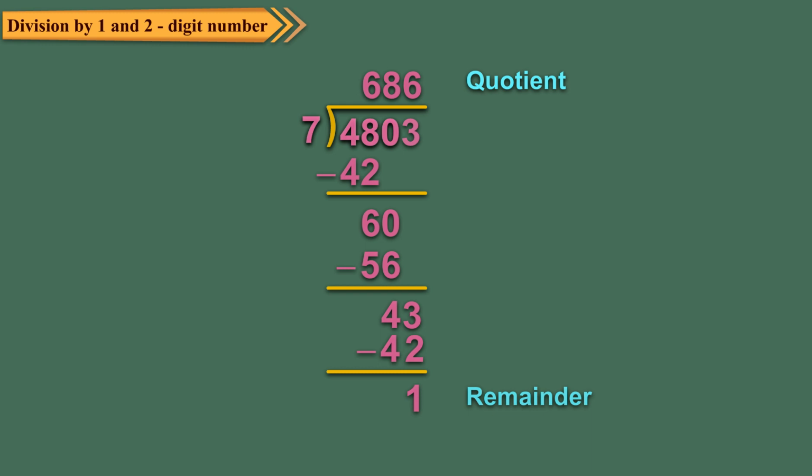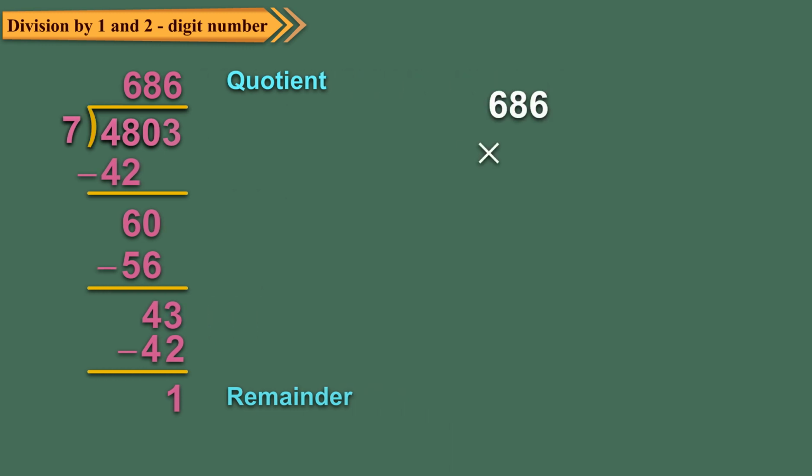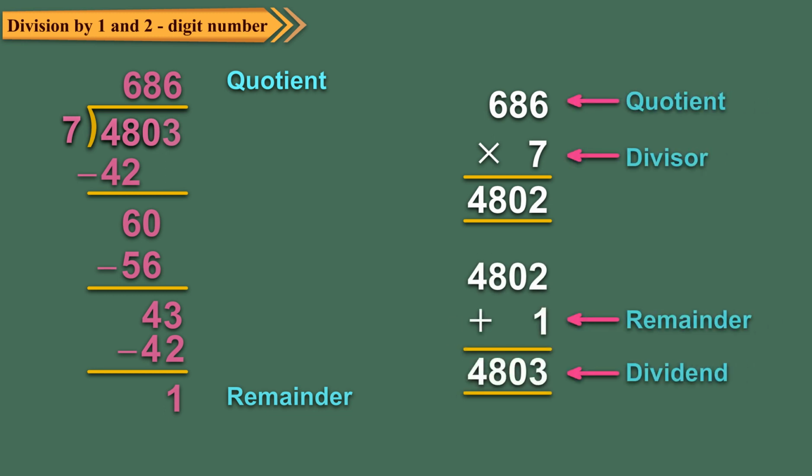We can check the correctness of our division using the relationship: quotient multiplied by divisor plus remainder is equal to dividend. Let us check the correctness of the above division. First, we multiply the quotient and the divisor. To this product, we add the remainder. We see that the sum is 4,803, which is the dividend. Hence, our division is correct.